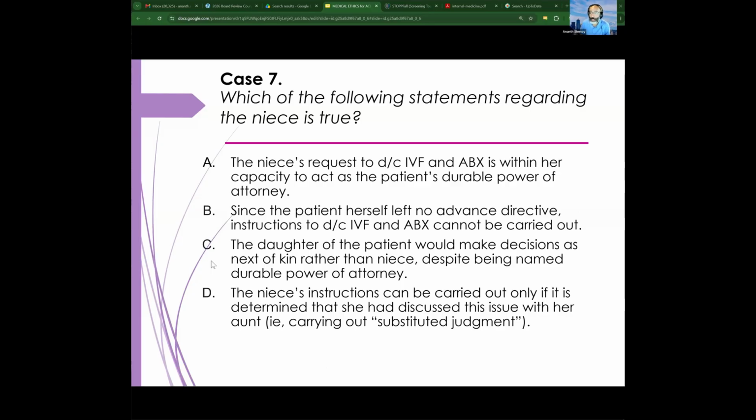Is it A, since the patient herself left no advance directive, instructions to DC IV fluids and antibiotics cannot be carried out? B, the daughter of the patient would make decisions as next of kin rather than the niece, despite not being named as the durable power of attorney, or rather the niece has been named as such? Or D, the niece's instructions can be carried out only if it is determined that she has discussed this issue with her aunt, which is to say, carrying out substituted judgment. She knows her aunt's wishes and can attest to that.